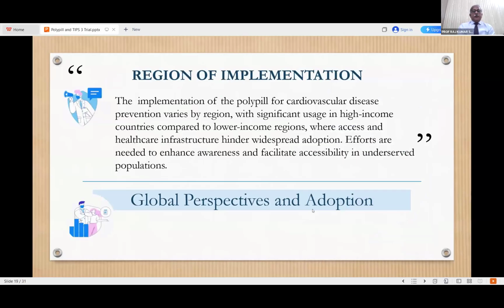So, global perspective and adoption. The implementation of the polypill for cardiovascular disease prevention varies by region, with significant usage in high-income countries compared to lower-income regions where access and healthcare infrastructure hinder widespread adoption. Efforts are needed to enhance awareness and facilitate accessibility in underserved populations.